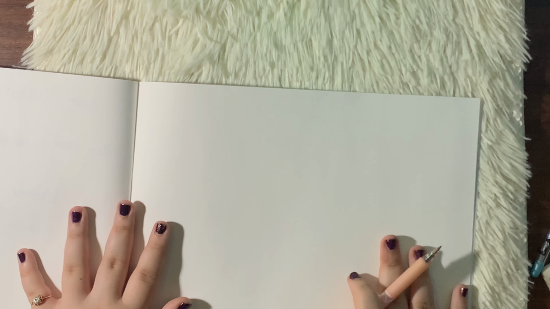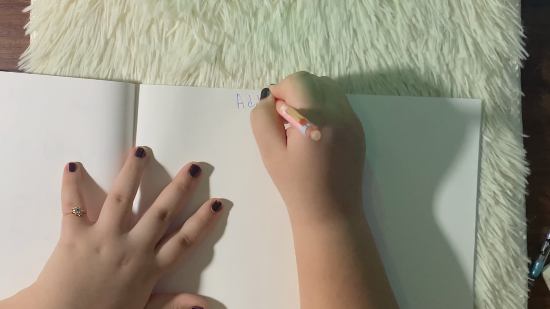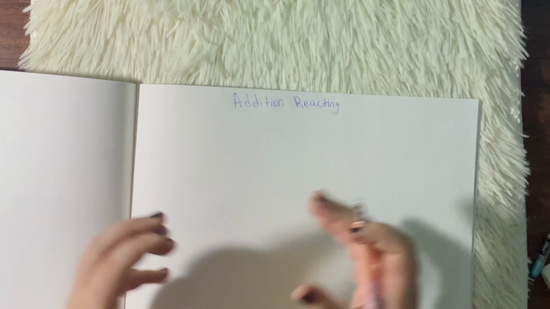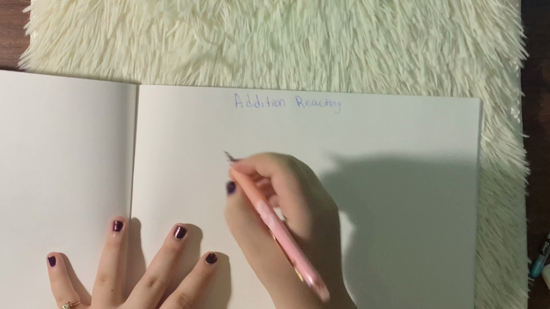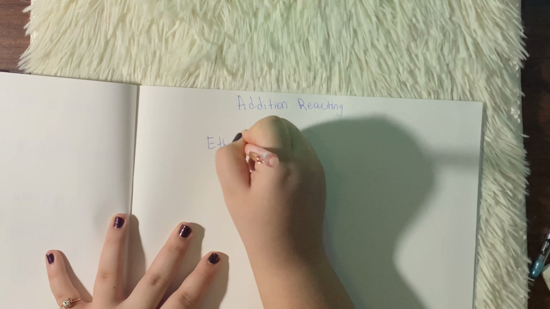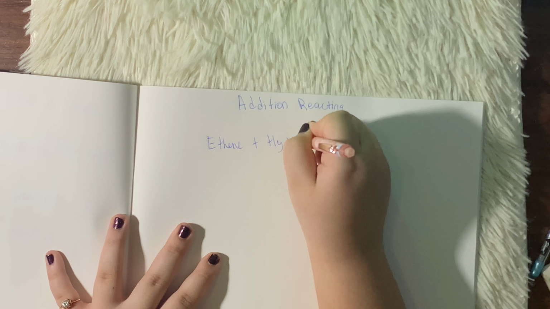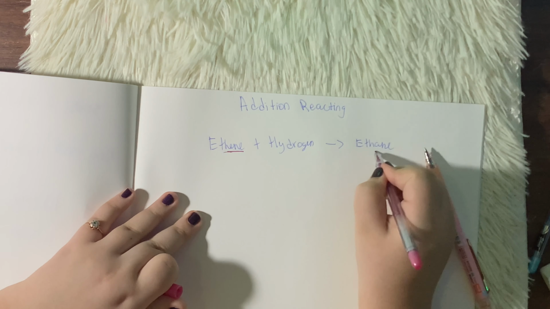Another important reaction that takes place in this chapter is addition reactions, and there are a few of them. Addition reactions basically mean creating larger molecules. We can add hydrogen to an ethene molecule to produce an ethane molecule. So ethene plus hydrogen gives us ethane. That is it.